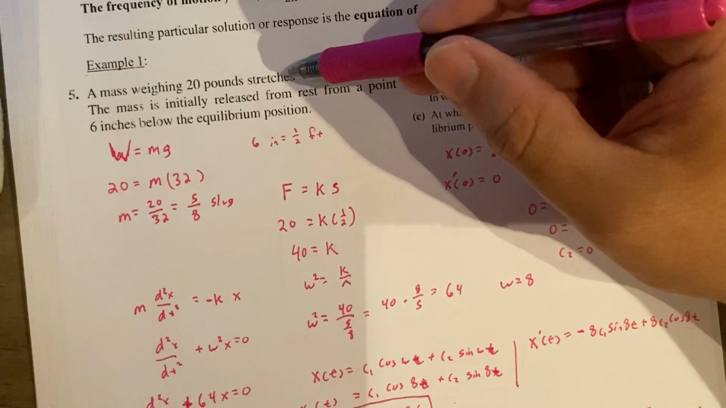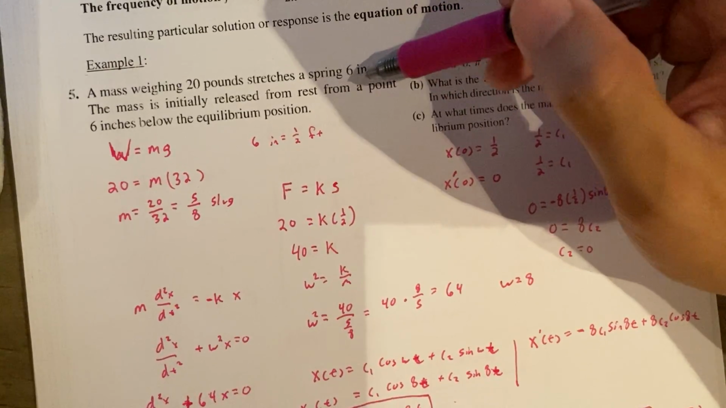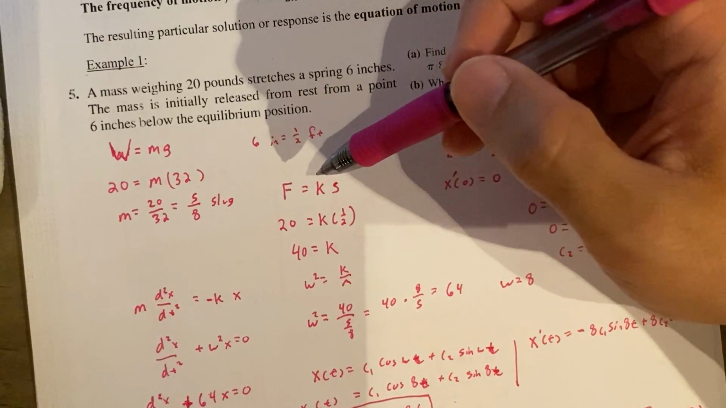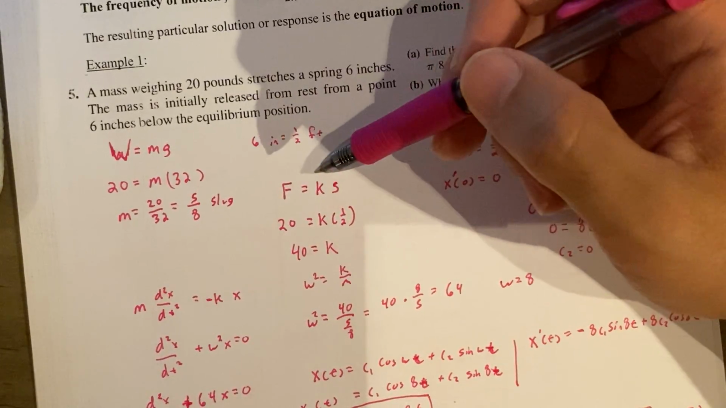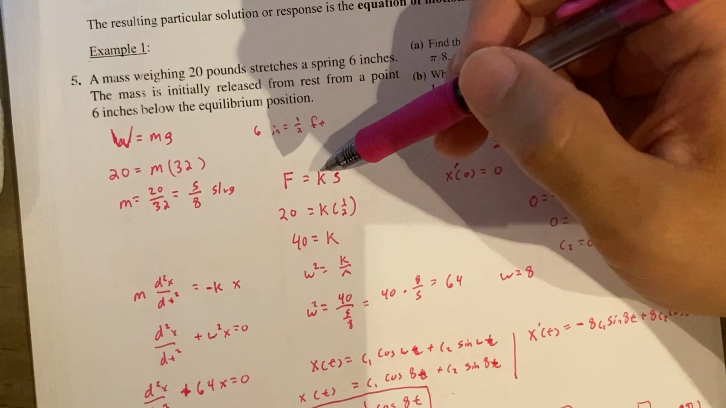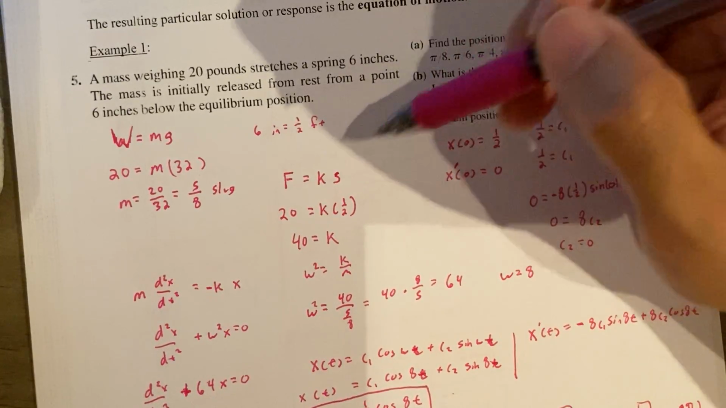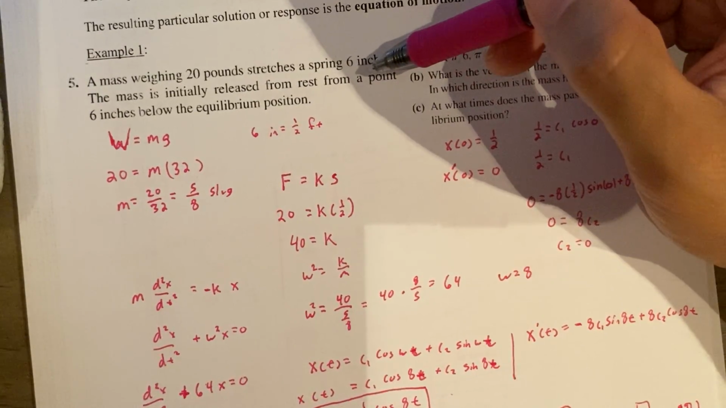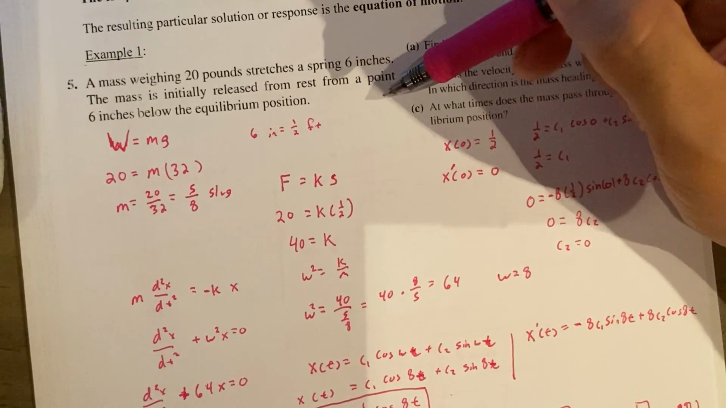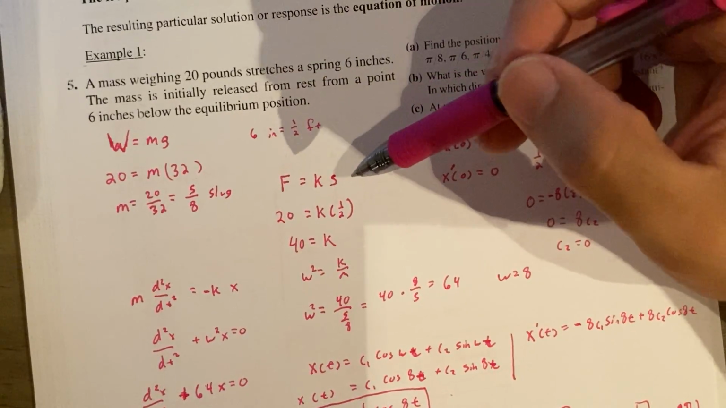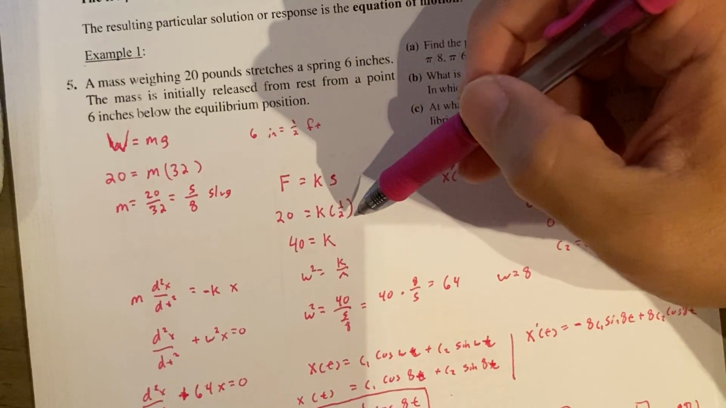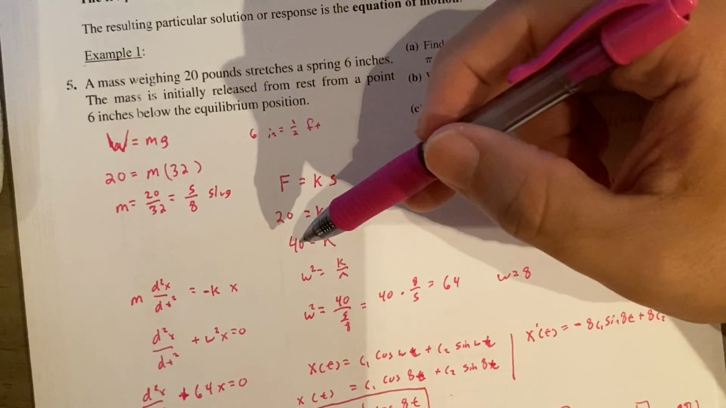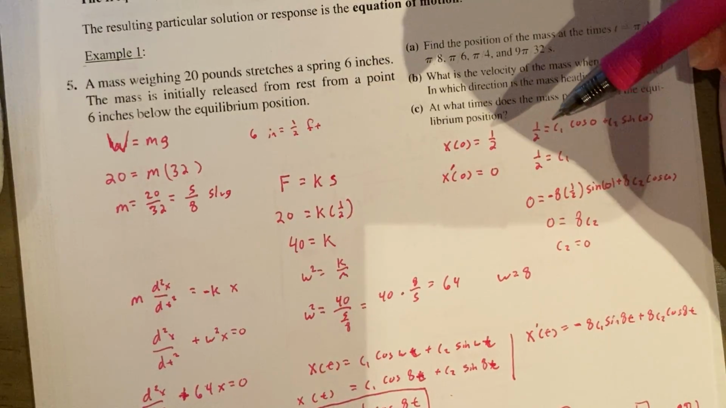So because it's stretching our spring 6 inches, we're able to find our constant k by using Hooke's law. The force that is applied is going to be the 20 pounds. That's equal to k times s, the stretching of our spring, which is 6 inches, which is going to turn into half a foot because we're measuring everything in feet. And so our k value is going to be 40 because we're just going to multiply.